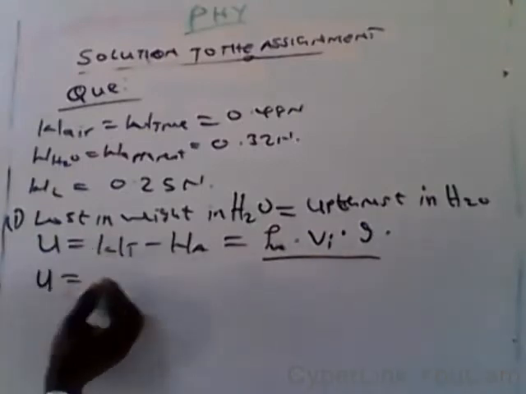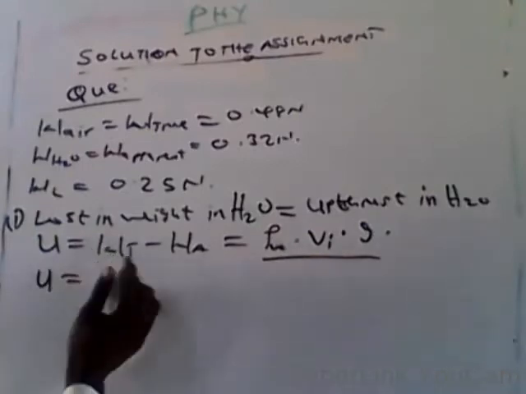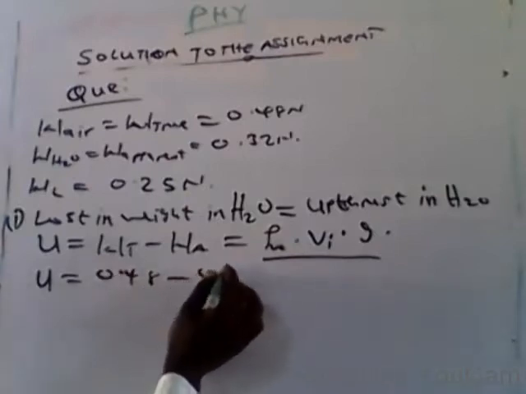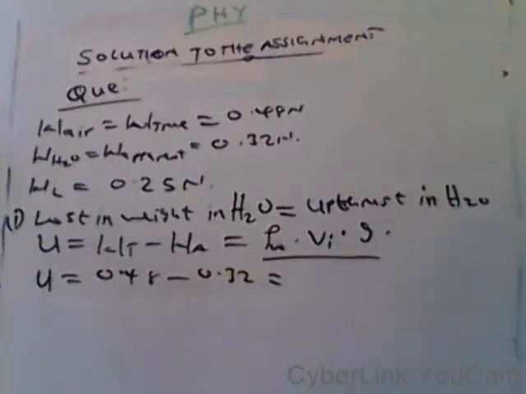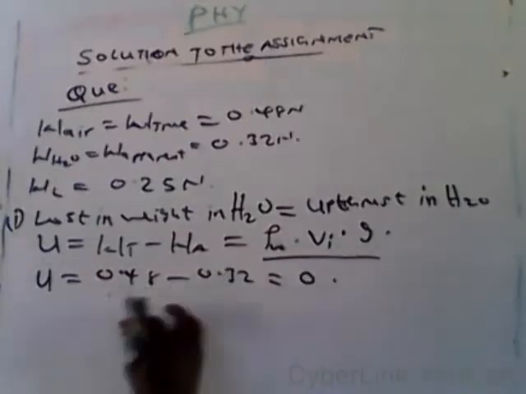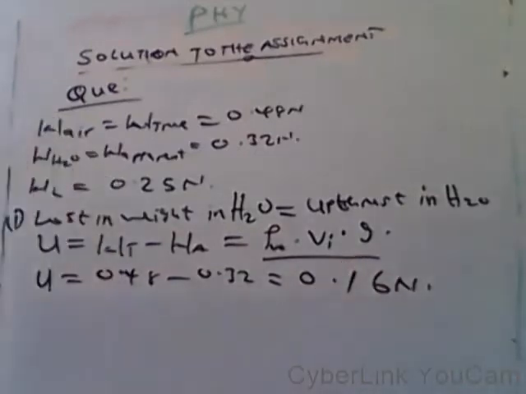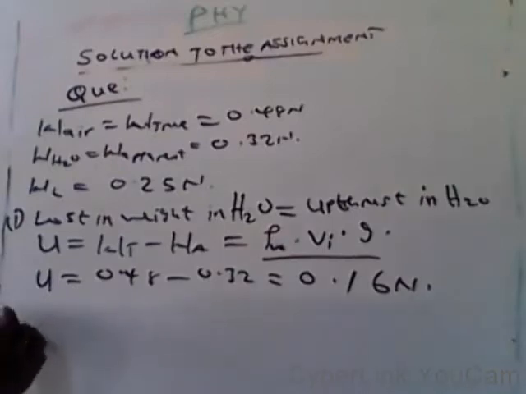So our upthrust will now be true weight. Our true weight is 0.48 minus the apparent weight, which is 0.32. If you use your calculator to do this, we are going to have 0.16 Newton. Don't forget the unit. 0.16 Newton.